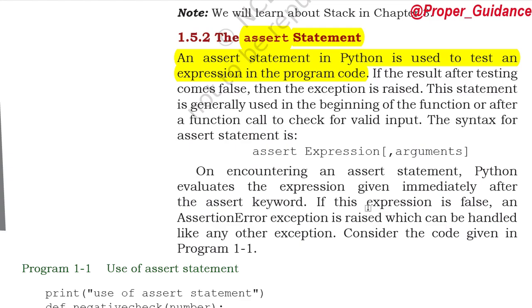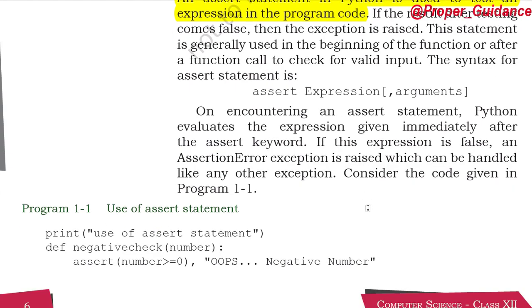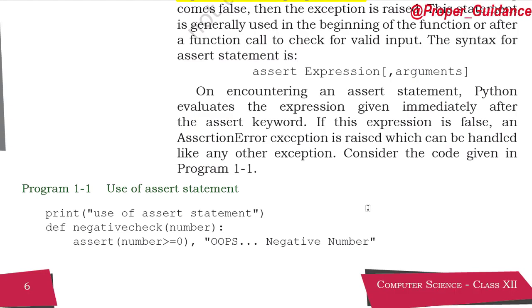If this expression is false, an assertion error exception is raised, which can be handled like any other exception. Consider the code given in program 1.1, this use of assert statement. This is the definition, negative check number. This is the function actually. Assert number greater than equals to 0.